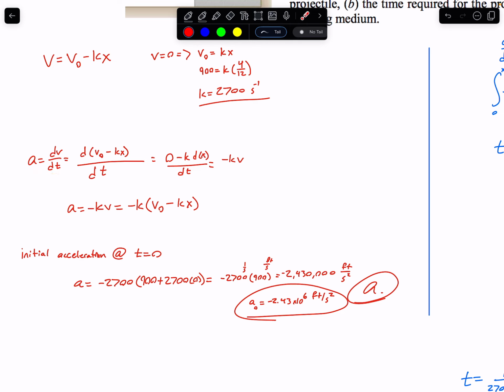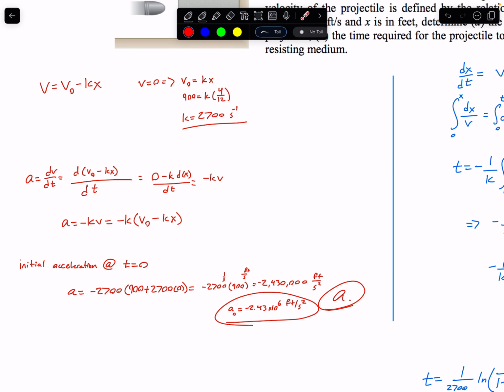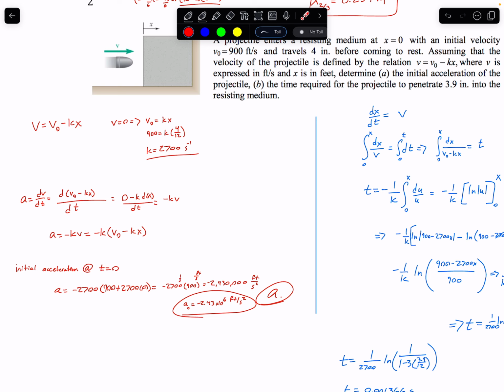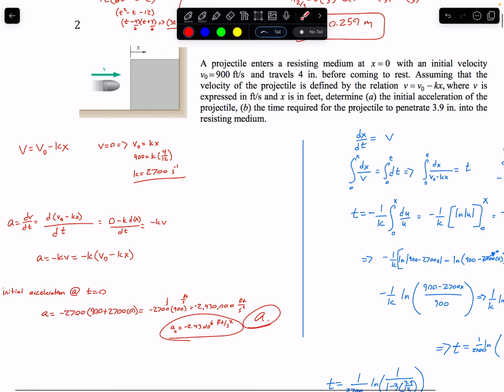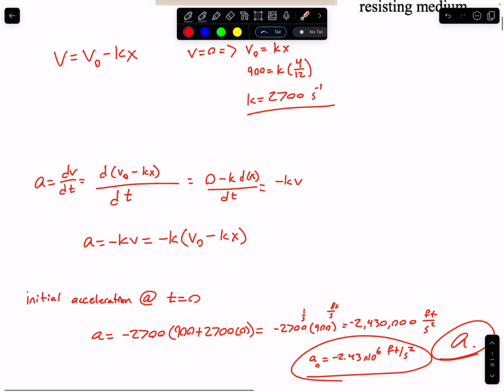Then we can find our acceleration from that, which is equal to dv over dt. And we know that v is equal to v0 minus kx. So we know v0 is constant, and then minus kx. One second. Oh, sorry, my bad here.